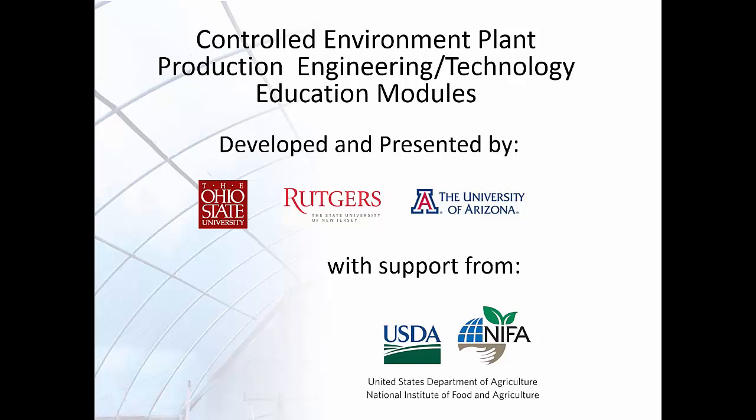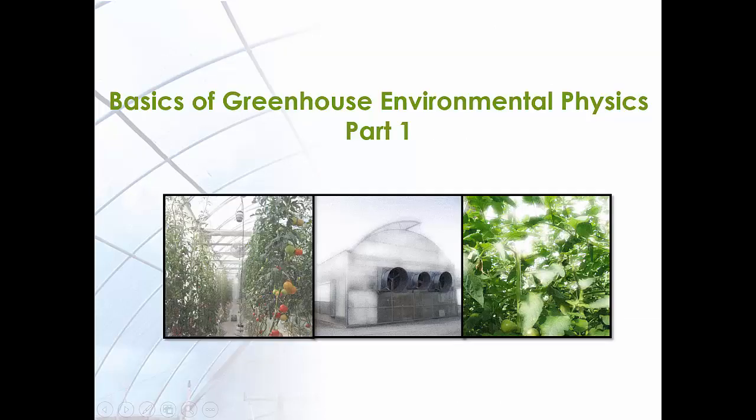Controlled environment plant production engineering technology education modules are developed and presented by The Ohio State University, Rutgers, the State University of New Jersey, and the University of Arizona, with support from USDA NIFA through their Higher Education Challenge Grant Program. This presentation is about basics of greenhouse environmental physics, and this is part 1.